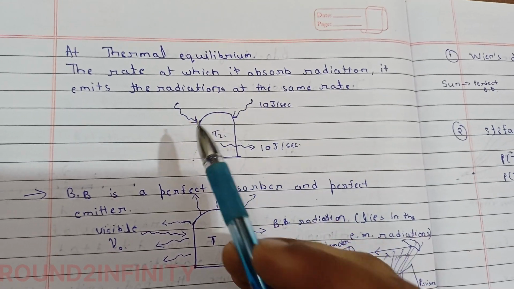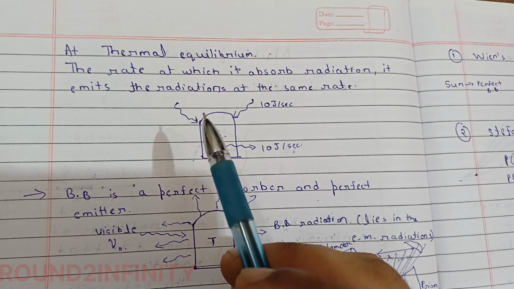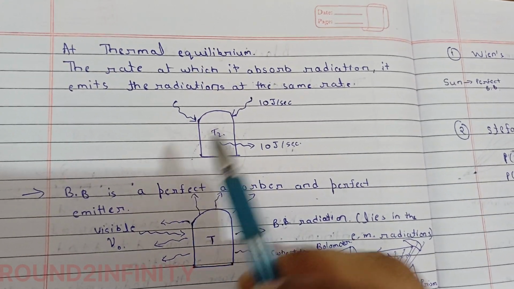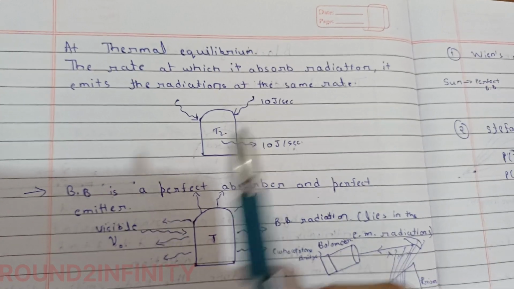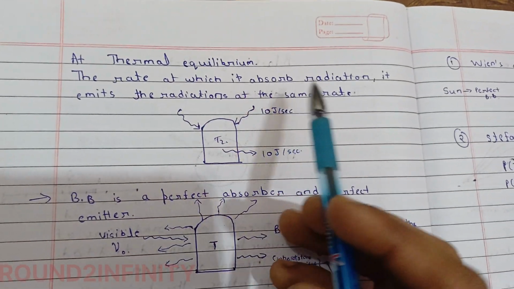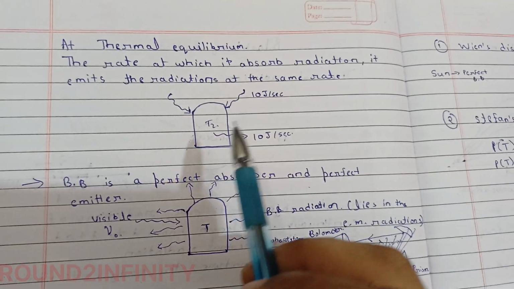So after reaching a particular temperature, it will become constant, and that point is called thermal equilibrium. At that point, the amount of radiation absorbed will be equal to the amount of radiation emitted. The rate at which it absorbs the radiation, it emits the radiation at the same rate. So remember this.